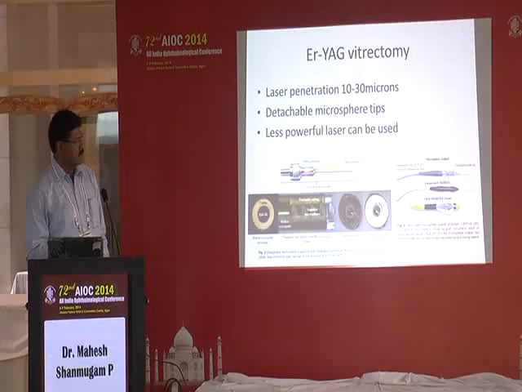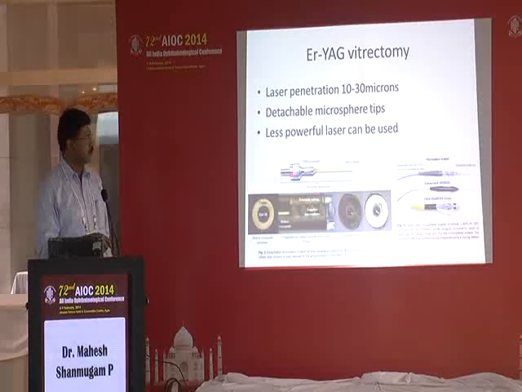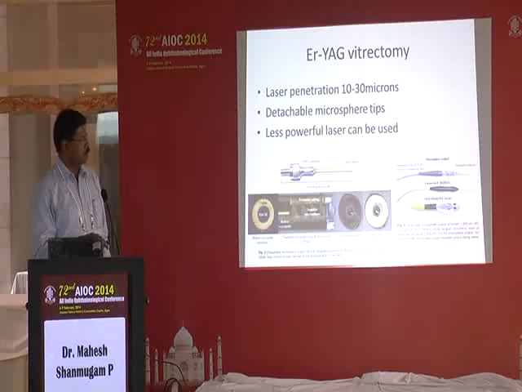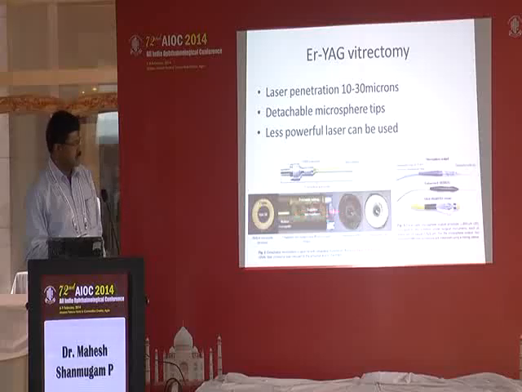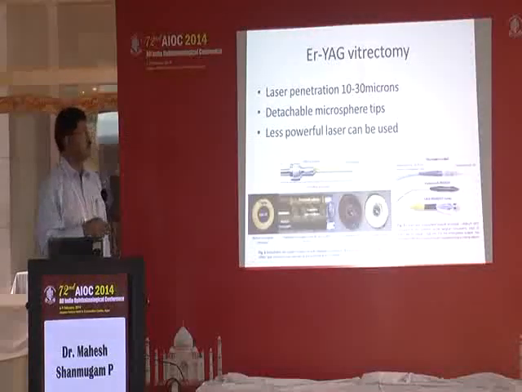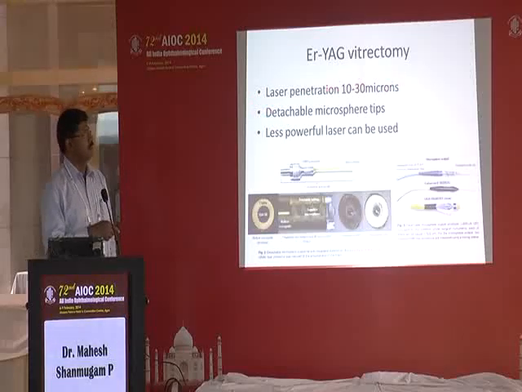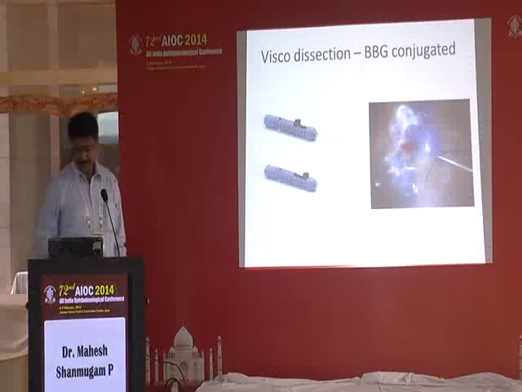The advantage is we can just remove this part of the probe and replace it. The most expensive part, the fiber optic, we can retain, and only the tip can be replaced. There's a cut section here. This has the sapphire microsphere, and it also has inbuilt illumination, so you can see and cut using these probes. Because of the arrangement of these probes, a less powerful laser can be used, and laser penetration is only 10 to 30 microns.